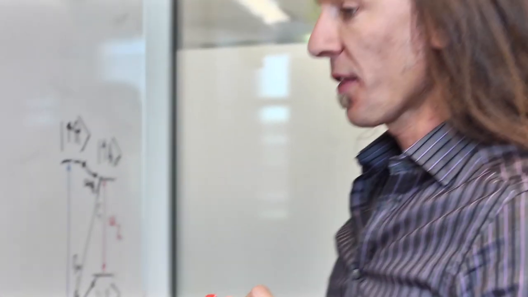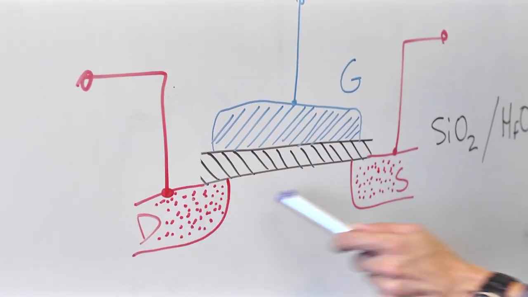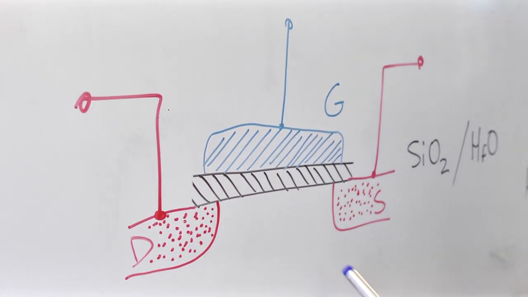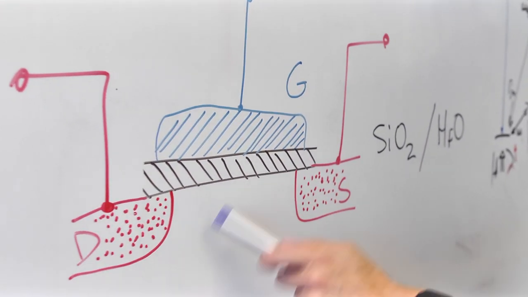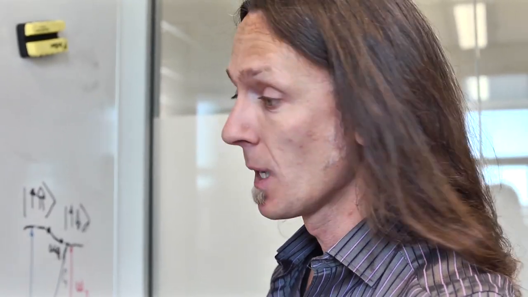Now, if you do nothing, these two highly metallic silicon electrodes with the semiconducting silicon in between will not conduct any current. It's like a switch that's open. Okay? There is no channel for the current to pass in here.